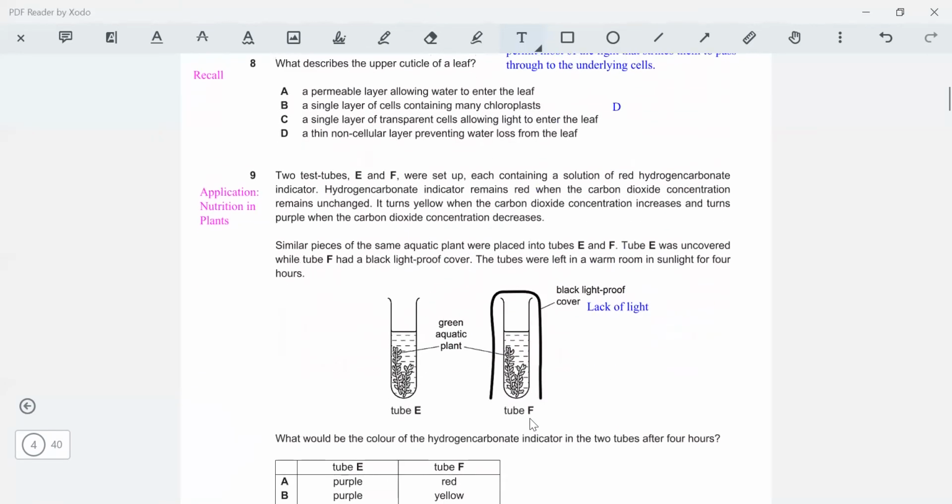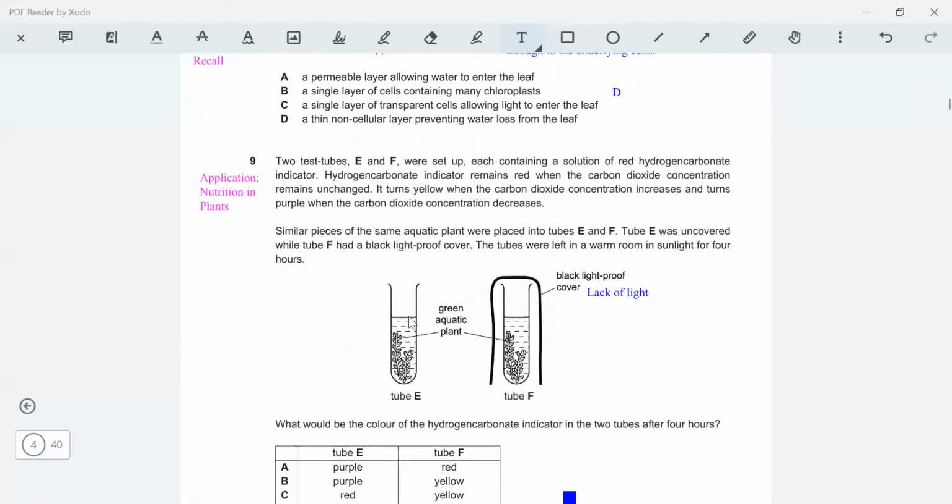Question 9. 2 test tubes. Okay, this is an application question. 2 test tubes E and F were set up, each containing a solution of red hydrogen carbonate indicator. So this hydrogen carbonate indicator remains red when the CO2 concentration remains unchanged. It turns yellow when CO2 concentration increases and turns purple when CO2 decreases.